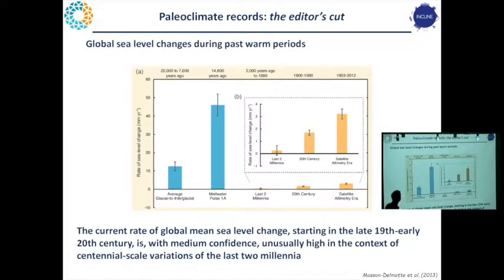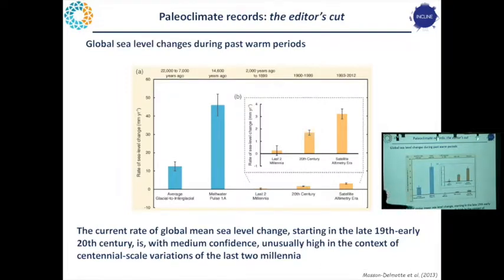I already showed this image here. Briefly summarizing it: global sea level changes during past warm periods. You see, the rate of change of the natural climate system can be much higher than what we have been seeing. This raises a note of caution, because if this happens again, our dependence on certain circumstances will be disrupted dramatically.